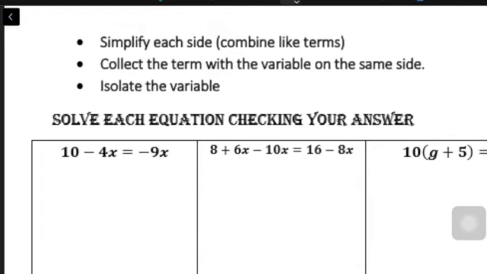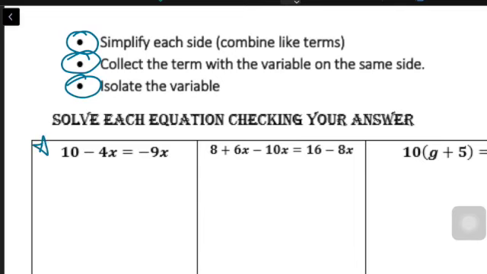You can see here what we're going to do today are steps. We're going to simplify each side by combining like terms if that applies. We are going to collect the term with a variable onto one side, either both on the left or both on the right. And then lastly, we'll solve to isolate the variable, and that's what gives us our solution.